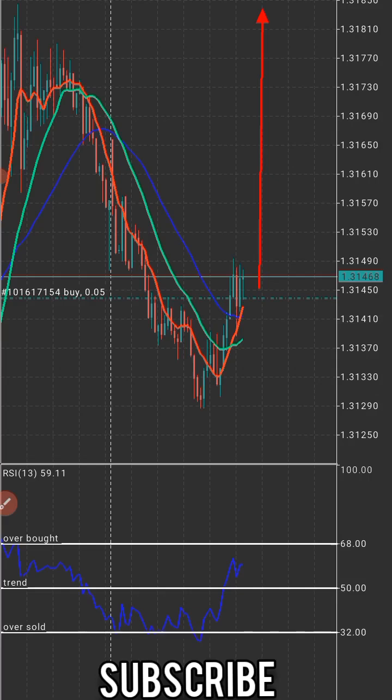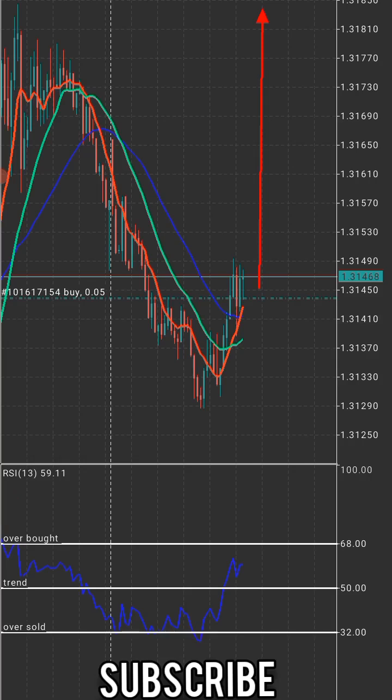Now, like I explained in the beginning of this video, divergence is actually a leading indicator. Let's understand this and then see how I entered this particular trade using divergence.